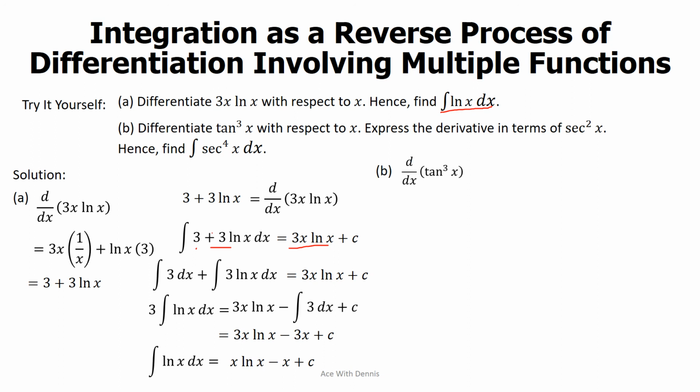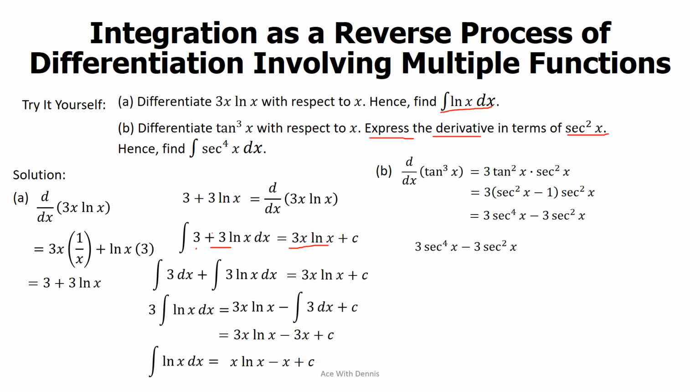For B, let's differentiate tangent cube x with respect to x, which gives us 3 tangent square x secant square x, or 3 (secant square x minus 1) times secant square x. Remember that the question requires us to express the derivative in terms of secant square x. So the answer must be in secant square x. Then we can expand the bracket. We get 3 secant to the power 4 x minus 3 secant square x.